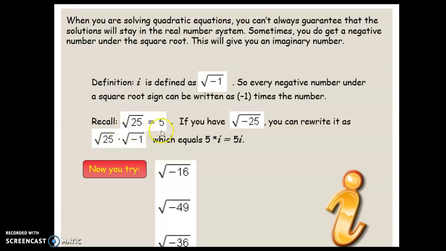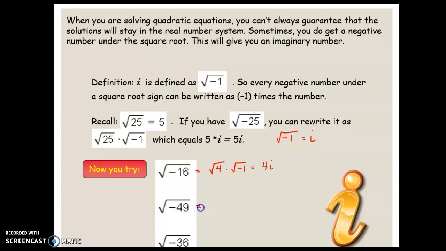Recall, square root of 25 equals 5. If you have the square root of -25, you can rewrite it as the square root of 25 times the square root of -1, which equals 5, which is what you got out of here, times the i, which is our definition here, or 5i. Okay, so the square root of -16 would be the square root of 16 times the square root of -1, which would be 4i. You always got to remember that the square root of -1 equals i.